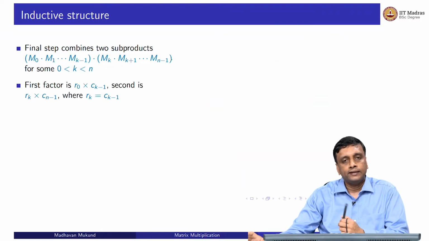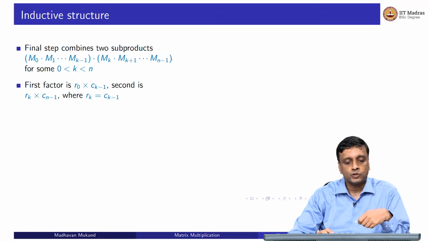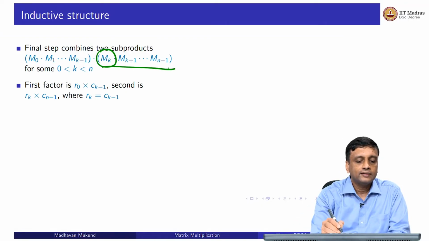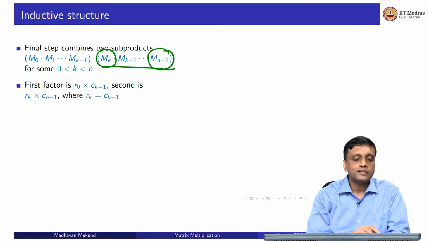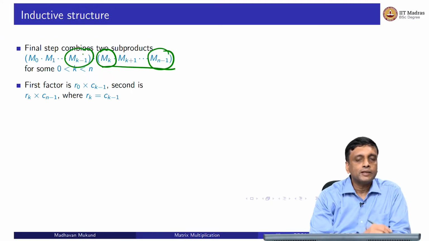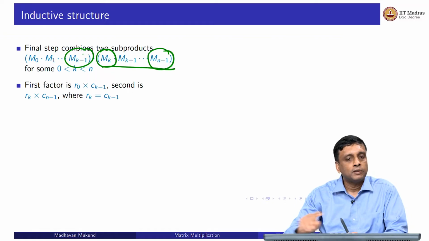So if I now look at the dimensions of this, then the left matrix after all this multiplication will have the same number of rows as M0 and the same number of columns as k minus 1. So the first one will be R0 times Ck minus 1. The second product will have the same number of rows as Rk, and the same number of columns as Cn minus 1. And because of this compatibility thing that we had assumed, the number of rows here and the number of columns here must be the same. So Rk must be equal to Ck minus 1, otherwise we could not have done this multiplication to begin with. So that is the constraint that is assumed.